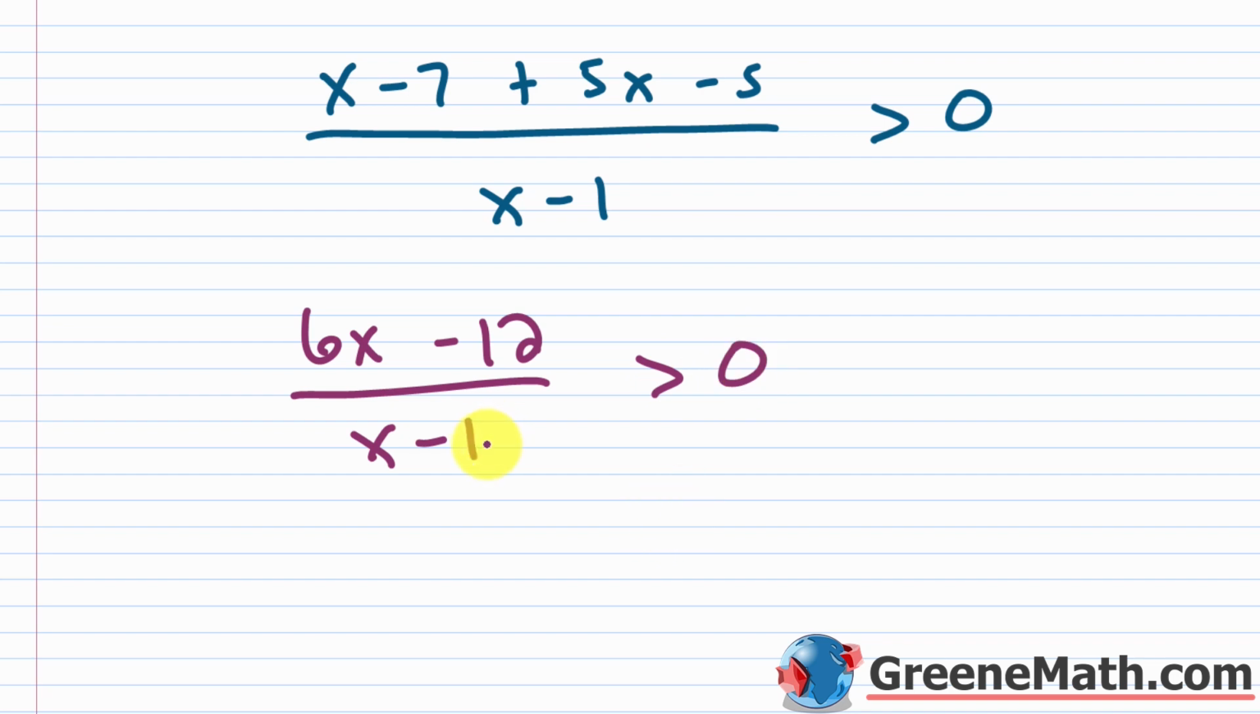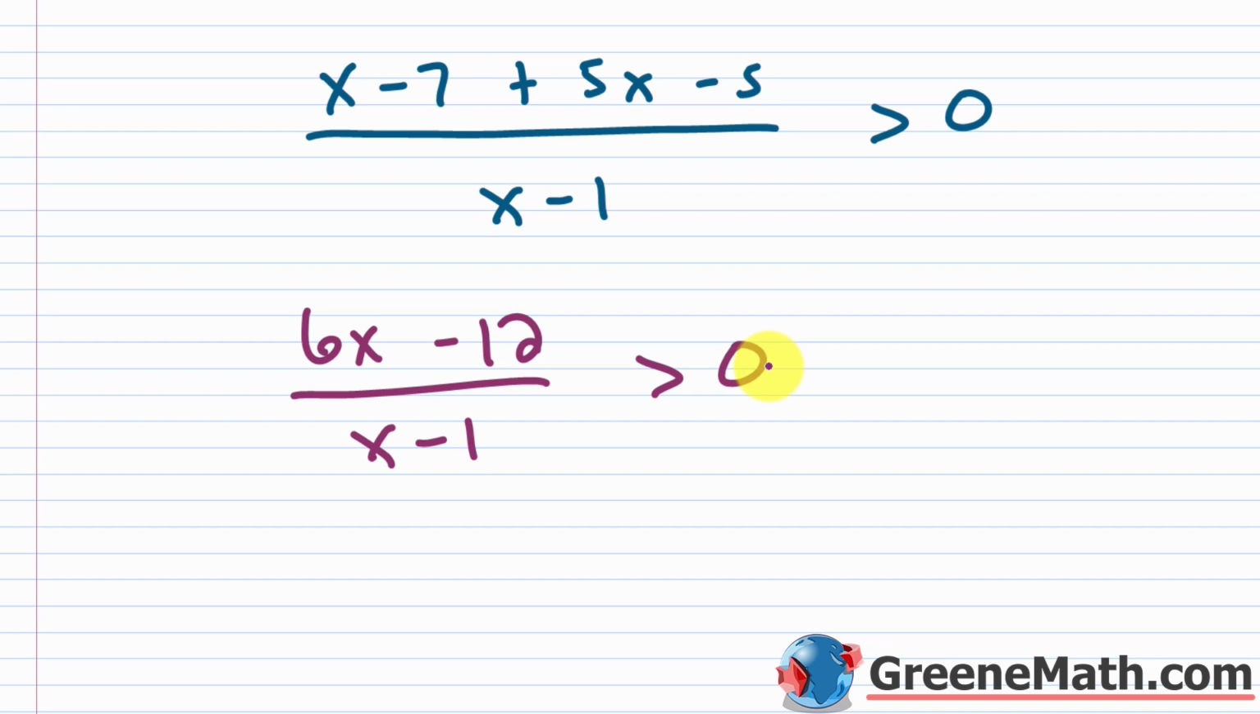All right, so once you get it to the point where there's a single rational expression on the left, and then again, you must have your inequality symbol and then 0 on the right, what you want to do is set your numerator equal to 0. You want to solve that equation. And then you want to set your denominator equal to 0. You want to solve that equation.